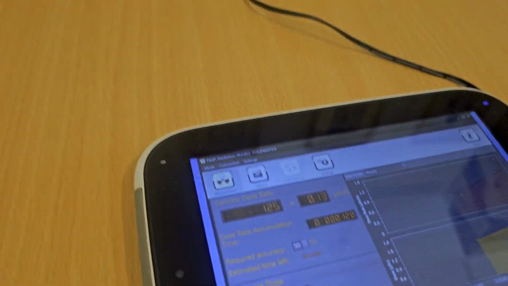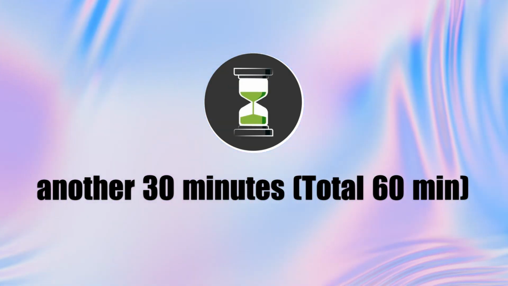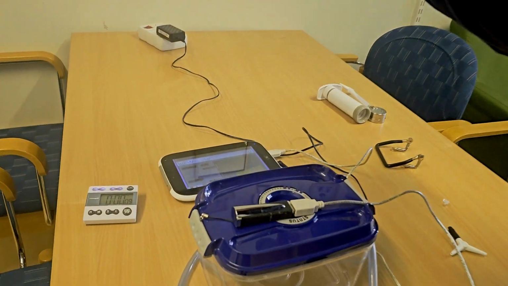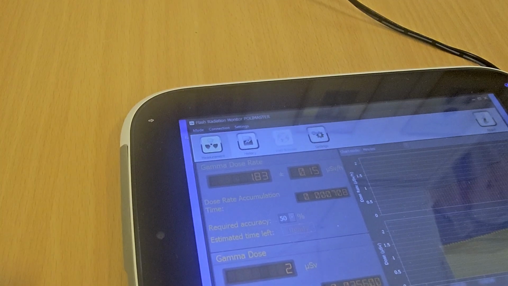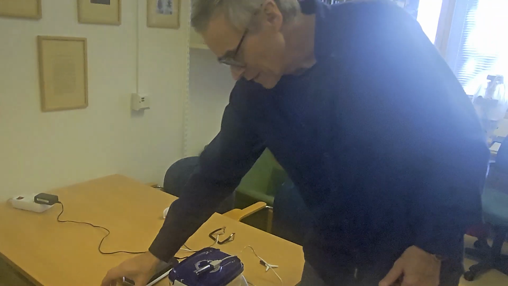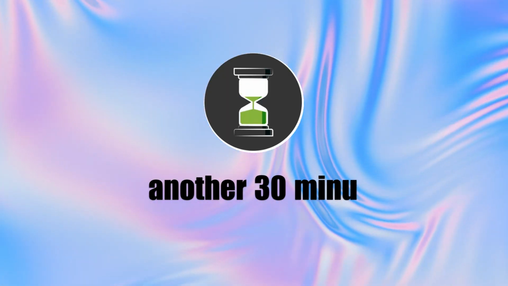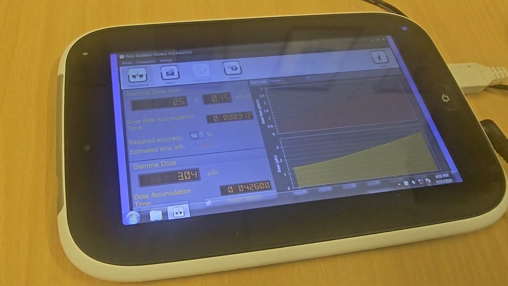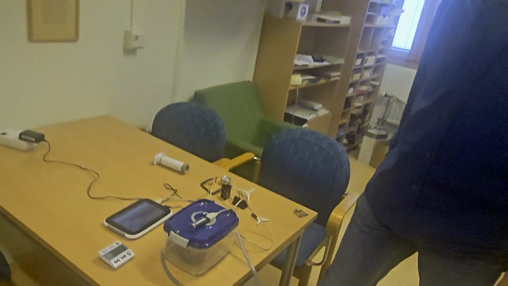We are now 30 minutes into the measurements, and the gamma dose rate is now 1.25 microsieverts per hour. We have now been measuring for 60 minutes, and the gamma dose rate is 1.83 microsieverts per hour, and we will continue measuring, and the next measurement will be after 30 minutes. We have been now measuring for 90 minutes, and the gamma dose rate is 2.51 microsieverts per hour, and we will now continue measuring for another half an hour.